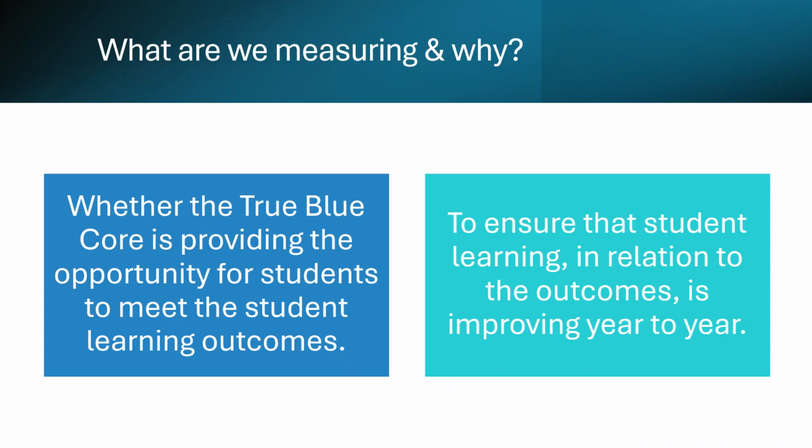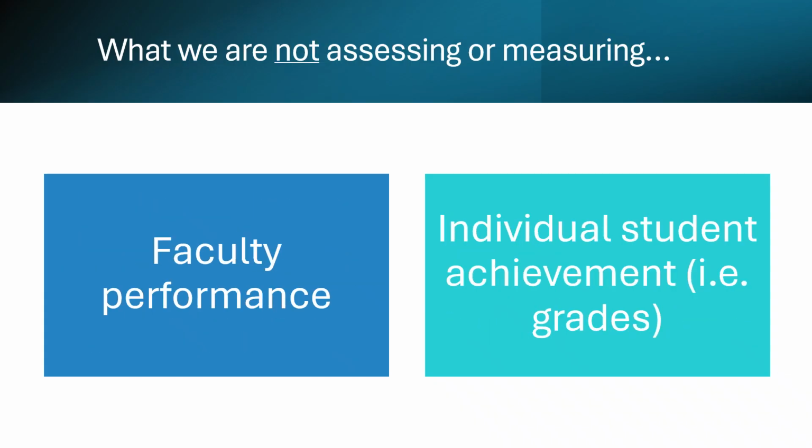With anything new, we want to make sure to clear up some possible misinformation. Assessment in the new True Blue Core measures student learning. So when we talk about those 8 new student learning outcomes, we want to make sure we are providing the opportunity for students to achieve them. We will assess across the core to ensure the student learning in relation to the outcomes is improving from year to year.